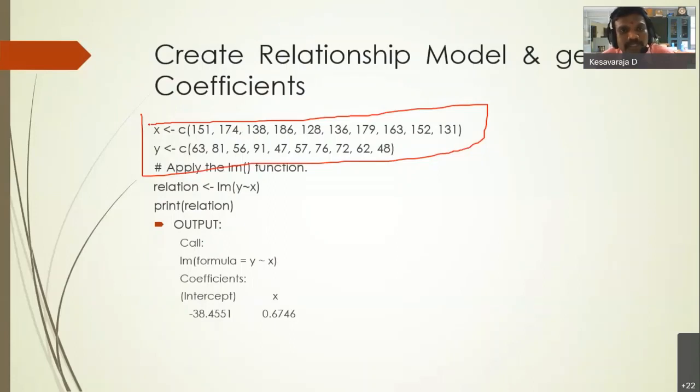Y tends to c of weight of the people. Then relation tends to LM of y tilde symbol x. Print relation. So we choose to find the coefficient, something like a and b.